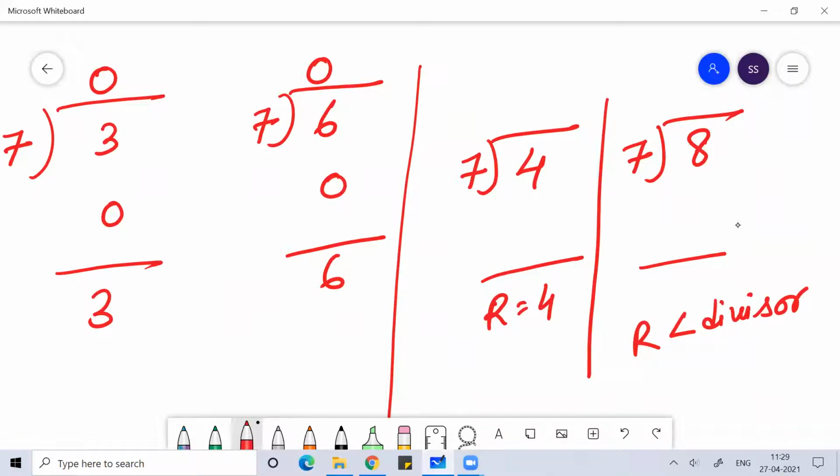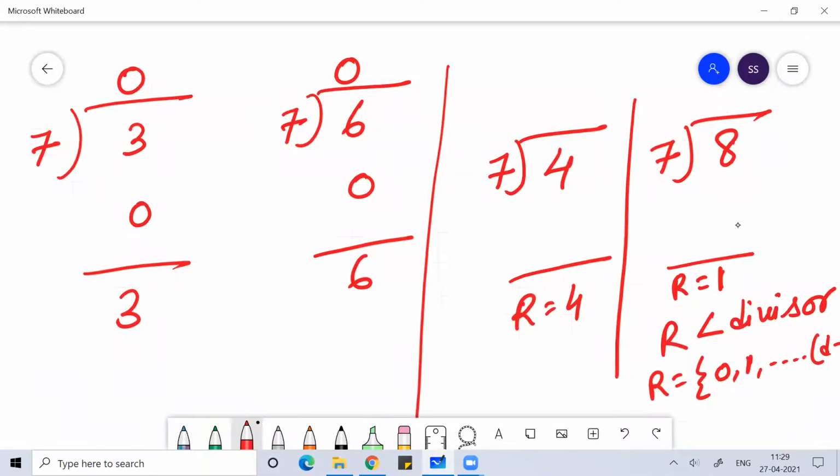The remainder can be any value from 0 to divisor minus 1. If you divide any number by 7, your remainder would be either 0, 1, 2, 3, 4, 5 or 6. You never get a remainder 7 or more than 7. I hope you are understanding. So if you divide 8 by 7, you are getting a remainder 1. Why? Because 8 is more than 7. How much more? 1. So that is your remainder.